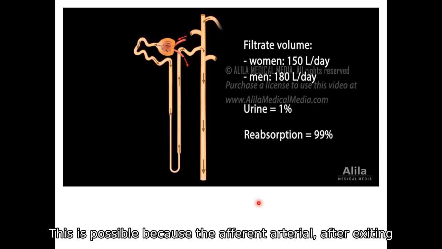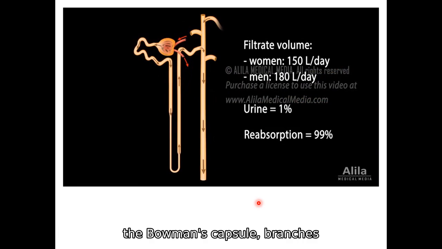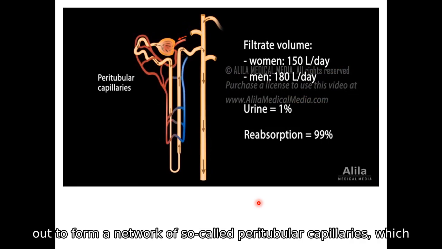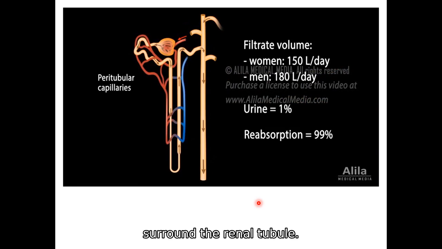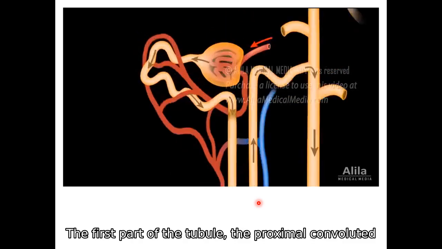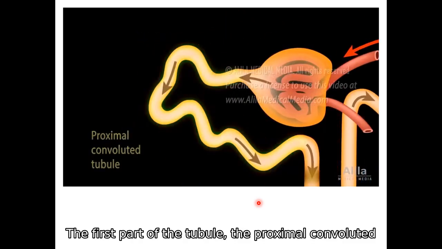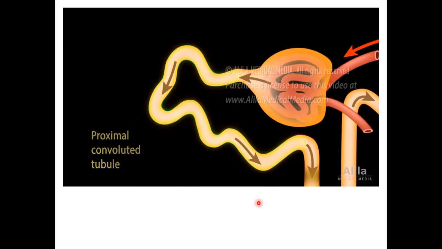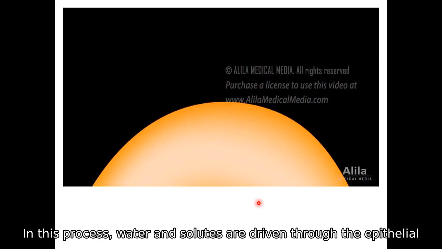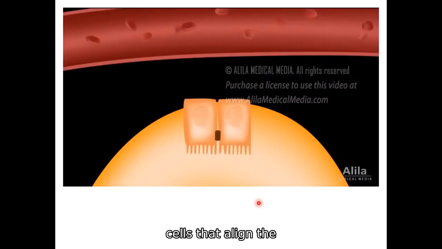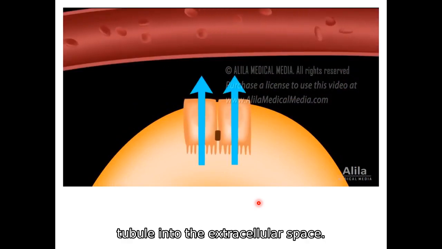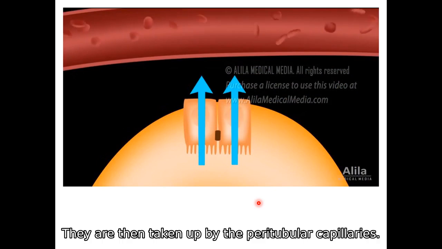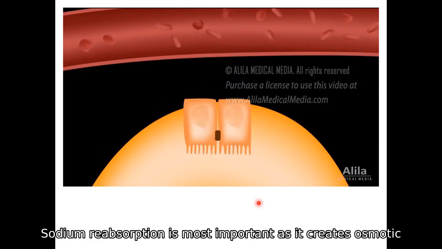This is possible because the efferent arteriole, after exiting the Bowman's capsule, branches out to form a network of so-called peritubular capillaries, which surround the renal tubule. The first part of the tubule, the proximal convoluted tubule, reabsorbs about 2/3 of the filtrate. In this process, water and solutes are driven through the epithelial cells that line the tubule into the extracellular space. They are then taken up by the peritubular capillaries.